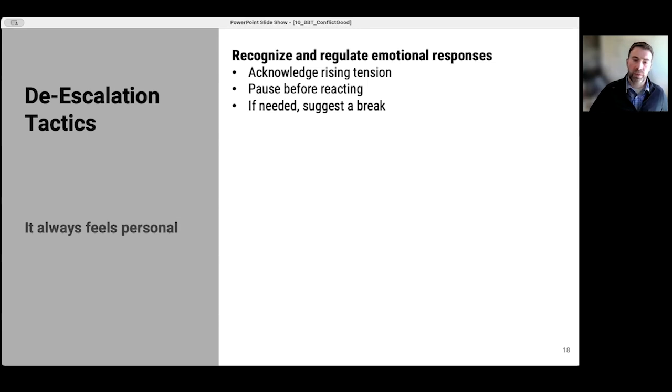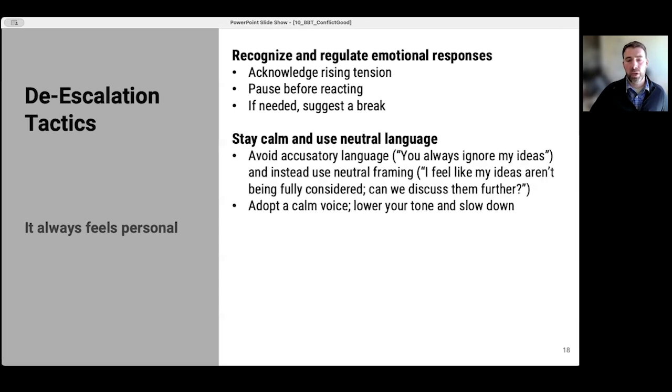Nothing we're doing is life and death. And so if it really is still rising, suggest a break. Say, this is clearly an important conversation. Let's pick this up in a week's time. Give people a chance to reflect, to pause. Try and stay calm, sometimes hard. Kind of what we talked about before.